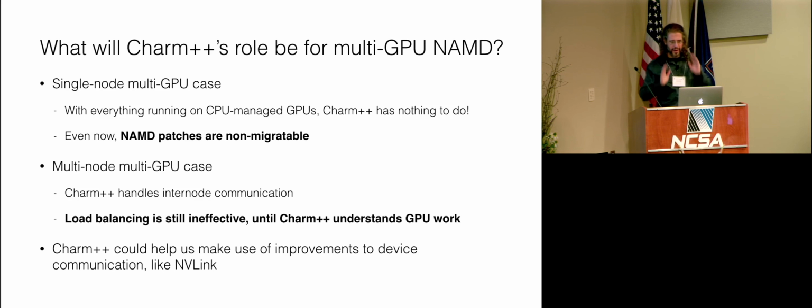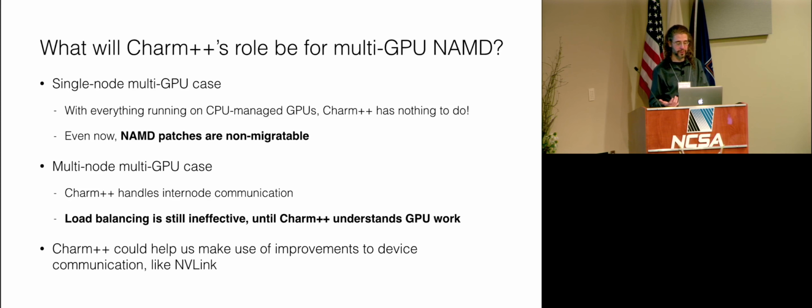But I want to follow up now with a slide on what Charm++'s role will be for multi-GPU NAMD. For the single node multi-GPU case, with everything running on CPU-managed GPUs, right now NAMD's use of Charm++ doesn't have anything to do. And the NAMD patches are non-migratable. So even right now, not only do we get no benefit from load balancing on a single node multi-GPU case, the load balancer is actually taking extra time away from the rest of the calculation. So it's basically a performance impediment now.